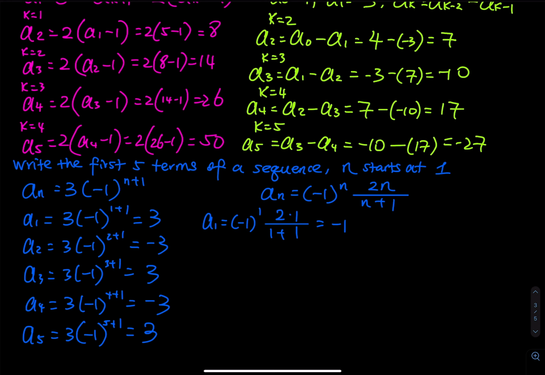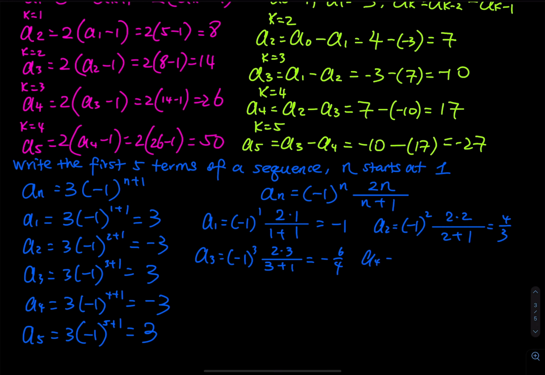Okay. And then a of 2. This is negative 1 squared, so that is equal to 1. And then you have 2 times 2, and then 2 plus 1. So we have 4 over 3. And then a of 3. This is negative 1 to the third power, and then 2 times 3, and then 3 plus 1. So we have a negative at front, and then we have 6 divided by 4. I will just do 6 divided by 4. You reduce the fraction for me.